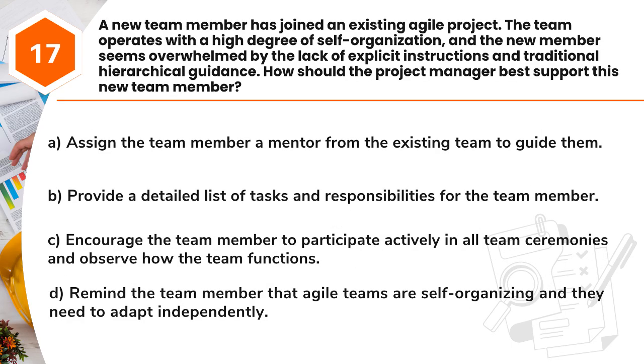Question 17. A new team member has joined an existing Agile project. The team operates with a high degree of self-organization, and the new member seems overwhelmed by the lack of explicit instructions and traditional hierarchical guidance. How should the project manager best support this new team member? A. Assign the team member a mentor from the existing team to guide them. B. Provide a detailed list of tasks and responsibilities for the team member. C. Encourage the team member to participate actively in all team ceremonies and observe how the team functions. D. Remind the team member that Agile teams are self-organizing and they need to adapt independently.